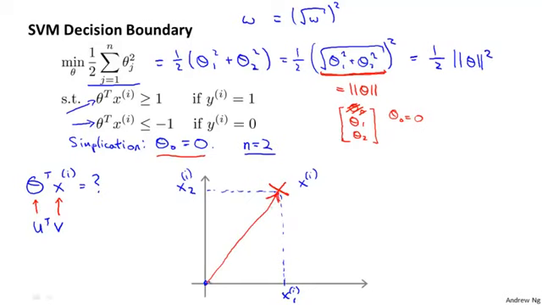And now let's say we have a parameter vector theta, and I'm going to plot that as a vector as well. What I mean by that is I'm going to plot theta 1 here, and theta 2 there.